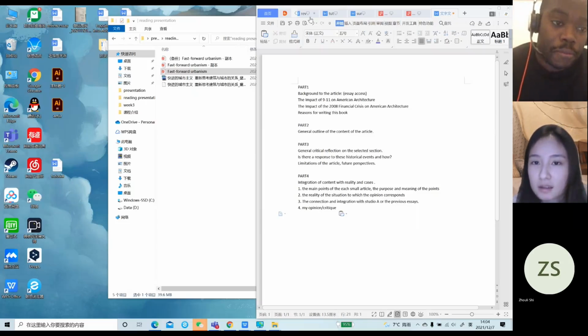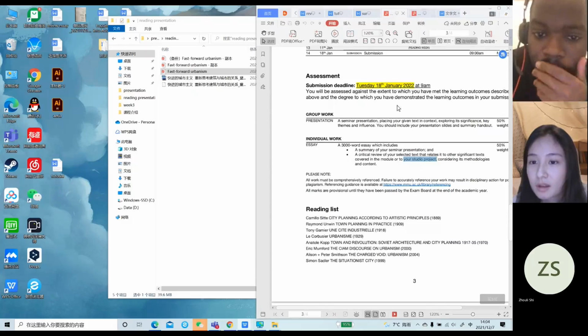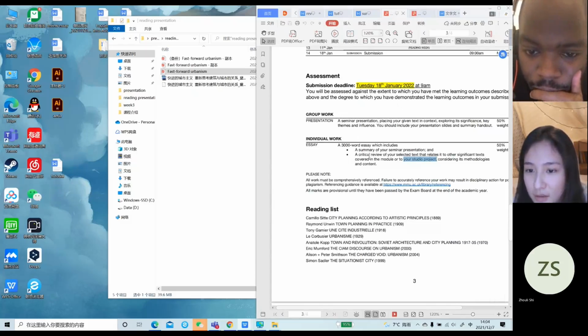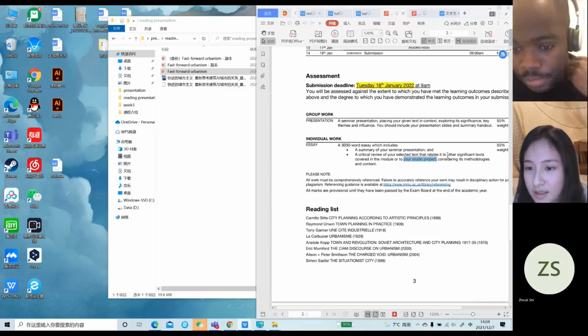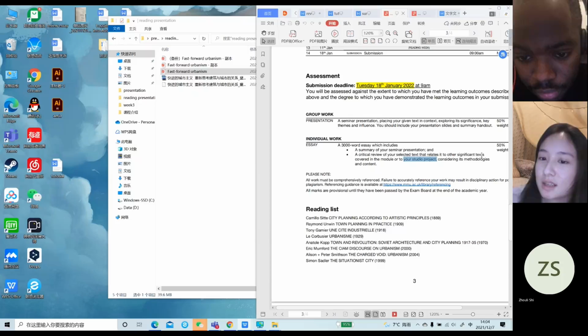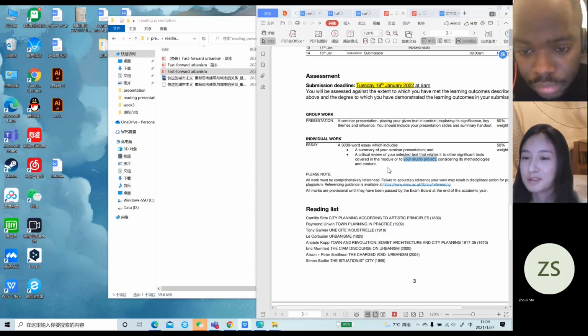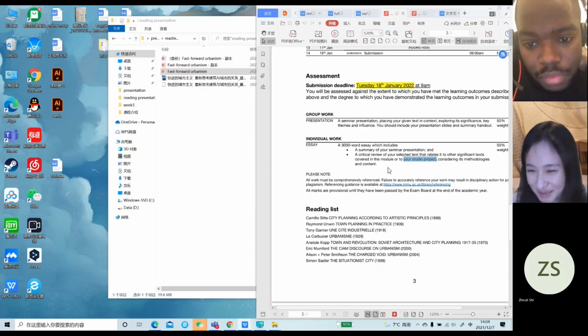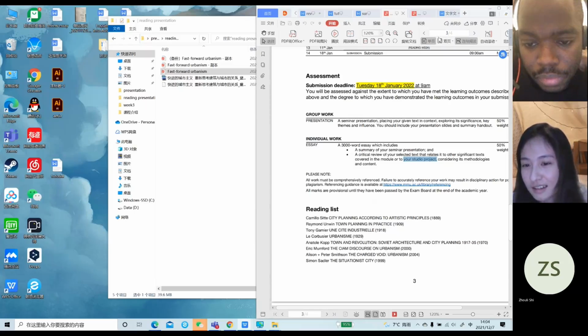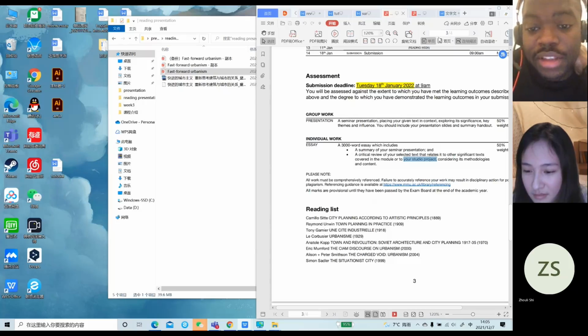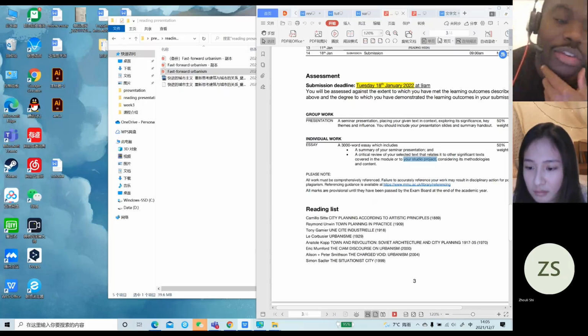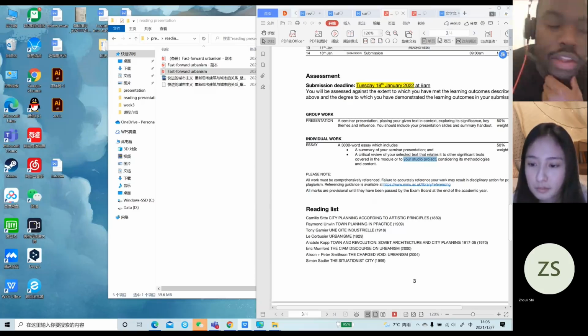Okay, but I think in this, does it say Studio 4? Because it says you should relate it to other significant texts we read before, but I have no idea how to relate it. Okay, so what I would say is associating it to other texts that you've read would be the better thing to do. You can do it to your studio, but that's weak.